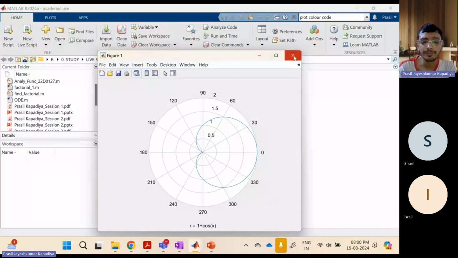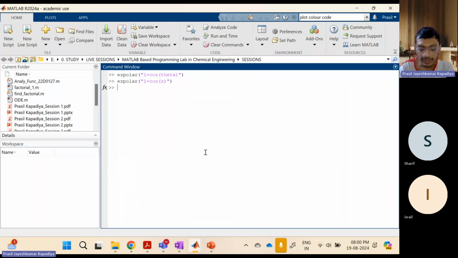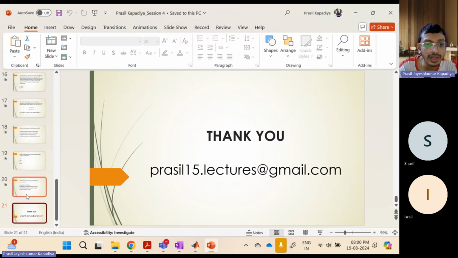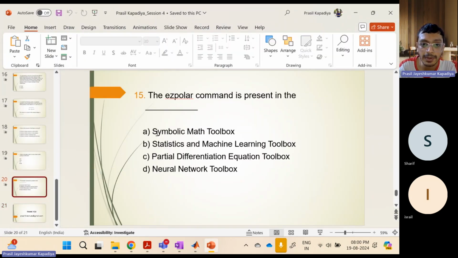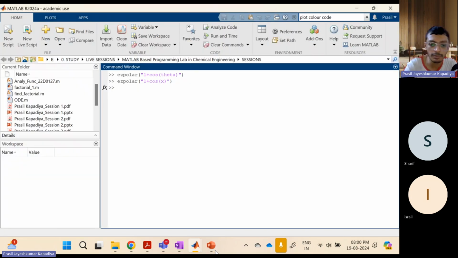So if in your MATLAB code, the symbolic toolbox is not installed, you can't actually plot this kind of thing by directly putting these symbols x comma theta. So this EZ polar is used when we are dealing with symbols. That command is present in this symbolic math toolbox. The way we did in that problem, symbols SYMSX, we need to write it, and when we find Jacobian, we use this kind of symbolic toolbox. So EZ polar falls under this.